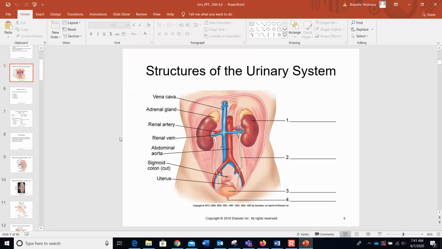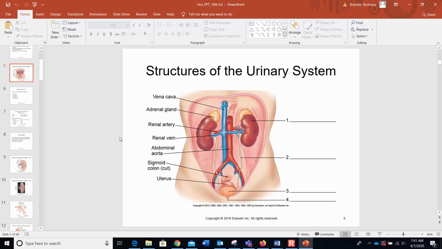Hello, this is Ms. Yeomans doing a lecture for the urinary system for medical terminology. In this system, we're going to be looking at the main organs within the urinary system, which are the kidneys, the ureters, the bladder, the urethra, and the urinary meatus. Those are the main structures of the urinary system that we will be talking about.